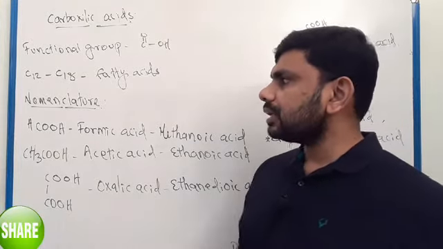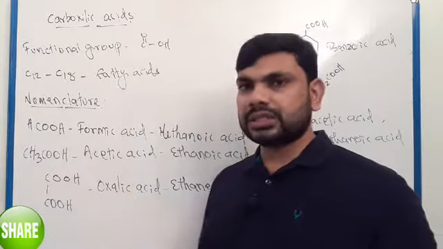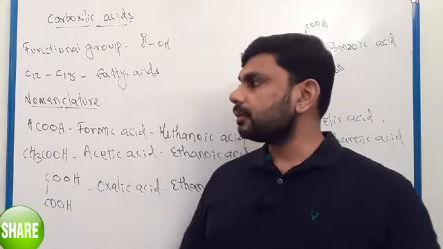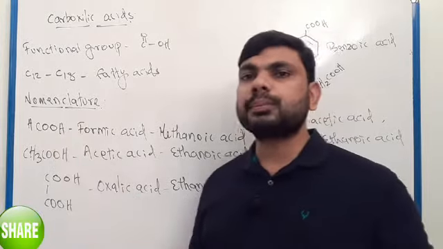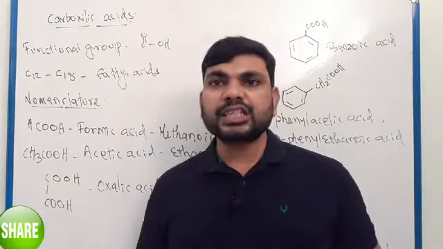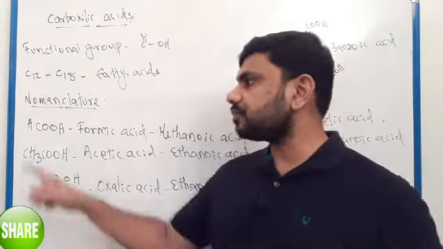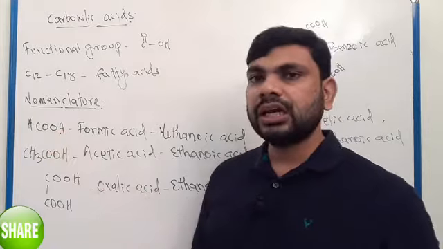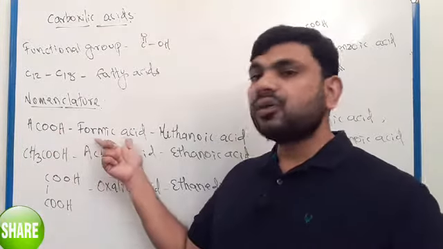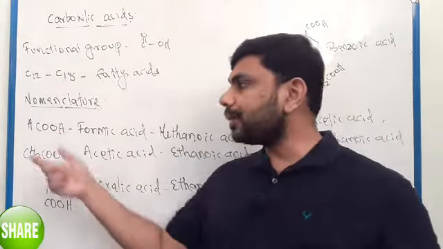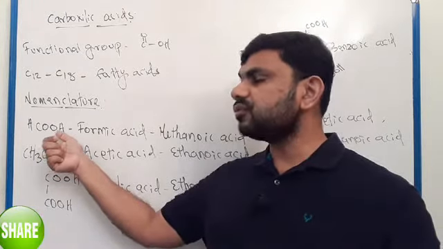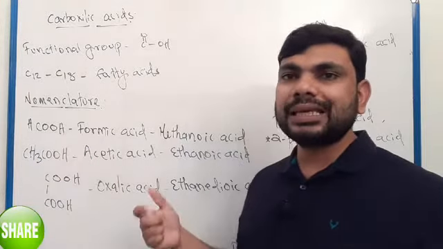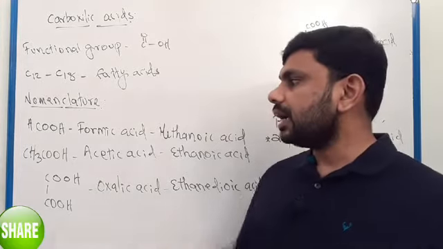Here, HCOOH is the first member of carboxylic acid, the carboxylic acid which contains one carbon atom. Its common name is formic acid. The common name of this carboxylic acid is formic acid, and the IUPAC name is methanoic acid.